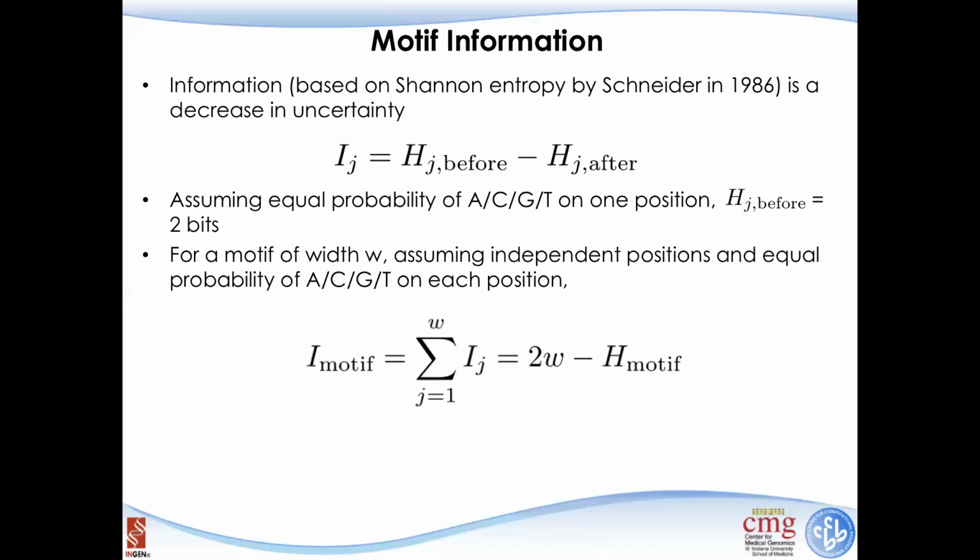And for a motif with width W, if we assume all the positions are independent and ACGT are equally distributed at each position in the random case, then we can get the total information of the motif with this formula. It's not critical. You don't need to remember this, but just remember what the information defines. It defines the difference between random and the actual.